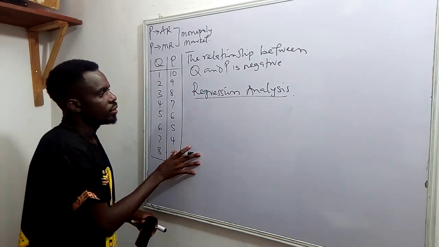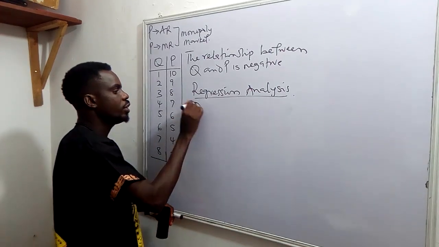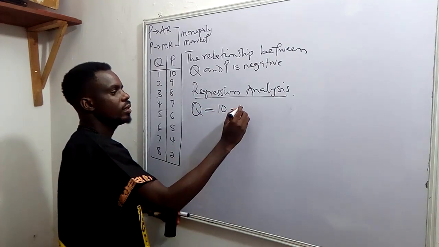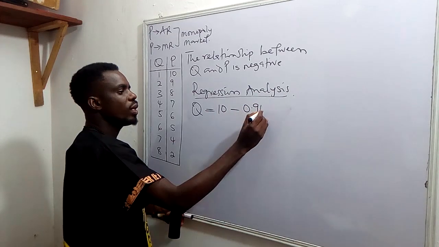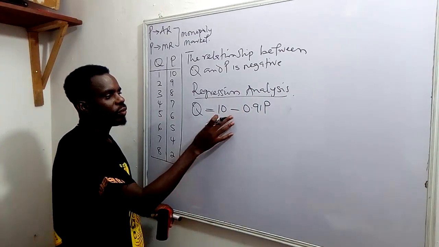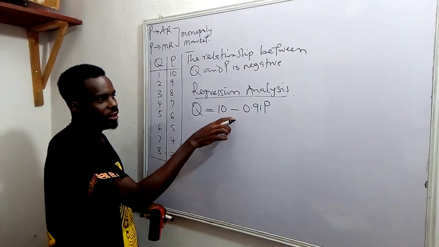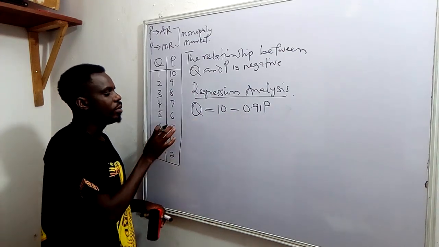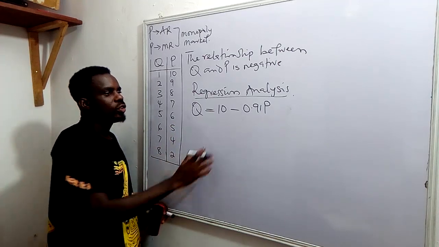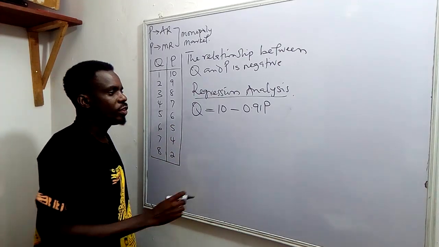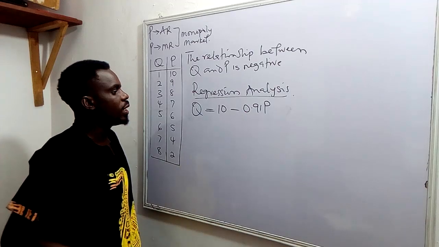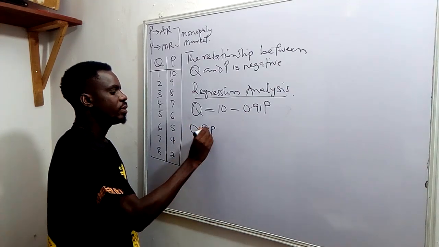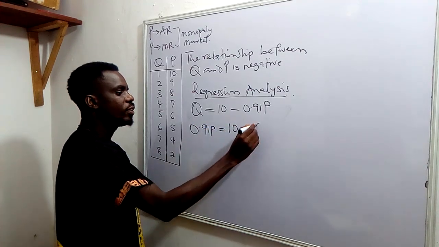The regression result shows that Q equals 10 minus 0.91P. This is a confirmation that indeed there is a negative relationship between price and quantity in a monopoly market. Then, to derive the demand equation, we make P the subject of the formula, which is 0.91P equals 10 minus Q.